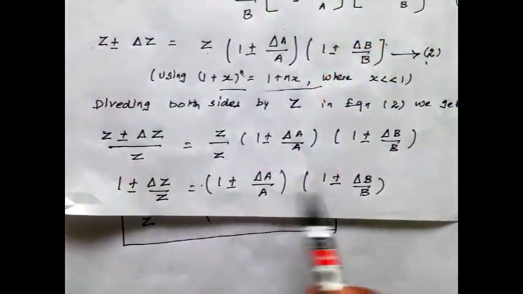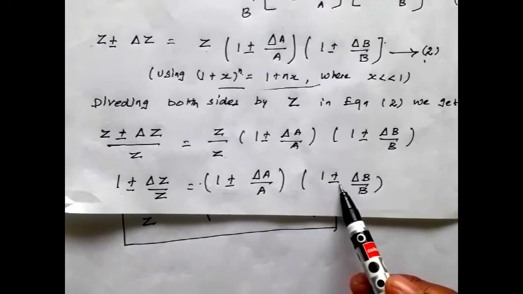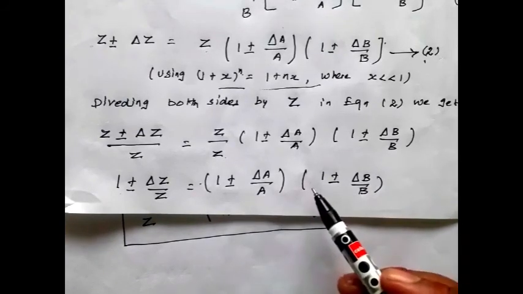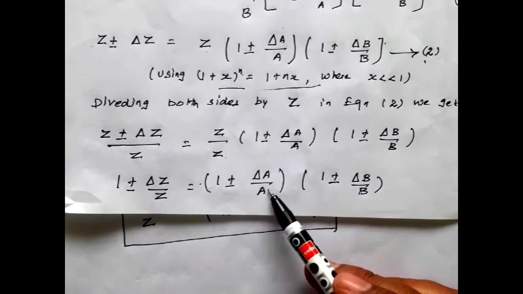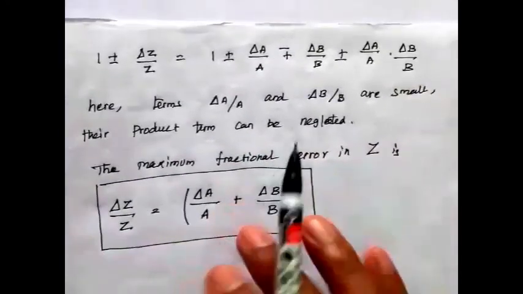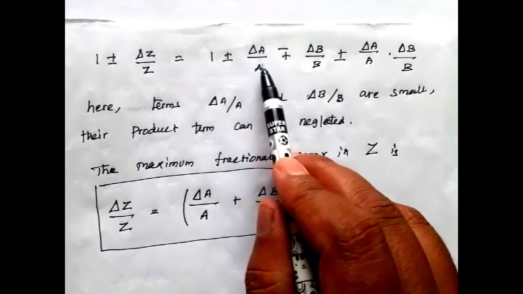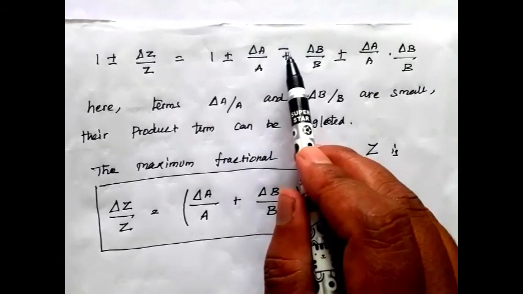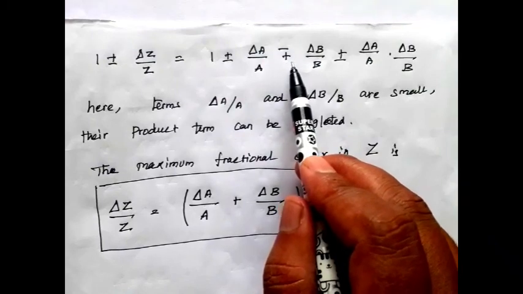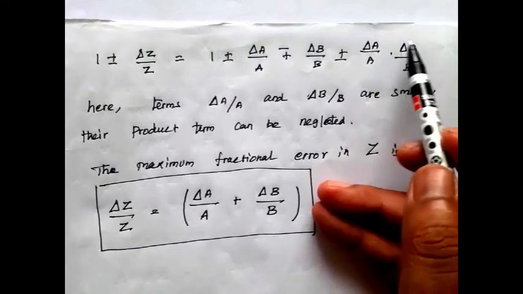இந்த ரெண்டு டேமையும் நம்ம மல்டிப்ளை பண்ணுறோம். அப்போ 1 into 1 is 1. அப்போ 1 into plus or minus del b by b. அதே மாதிரி del a into 1, அப்புறம் del a by a into del b by b. அந்த மல்டிப்ளிகேஷன் தான் நம்ம இங்கே போட்டிருக்கிறோம். ஓகே, இந்த எக்ஸ்பிரஷனில் பார்த்தீங்கன்னா 1 into 1 plus or minus del a by a plus or minus or minus plus, both will be equal. plus or minus நாலும் ஒன்று தான், minus or plus நாலும் ஒன்று தான். அப்போ del b by b plus or minus del a by a into del b by b.